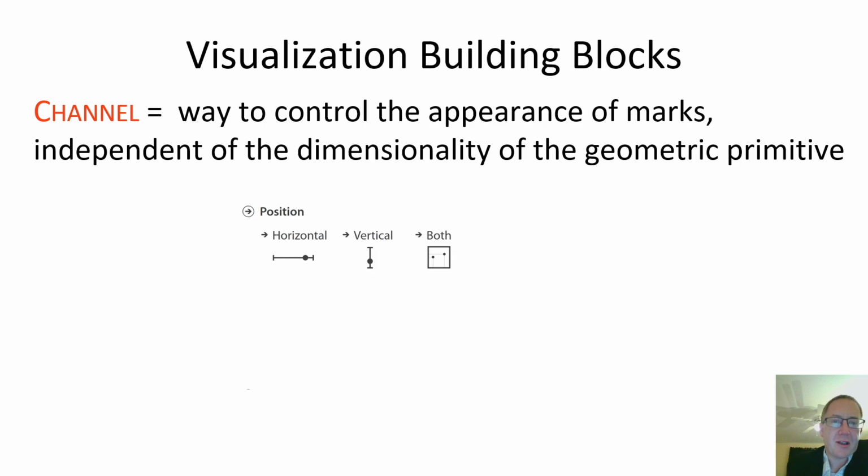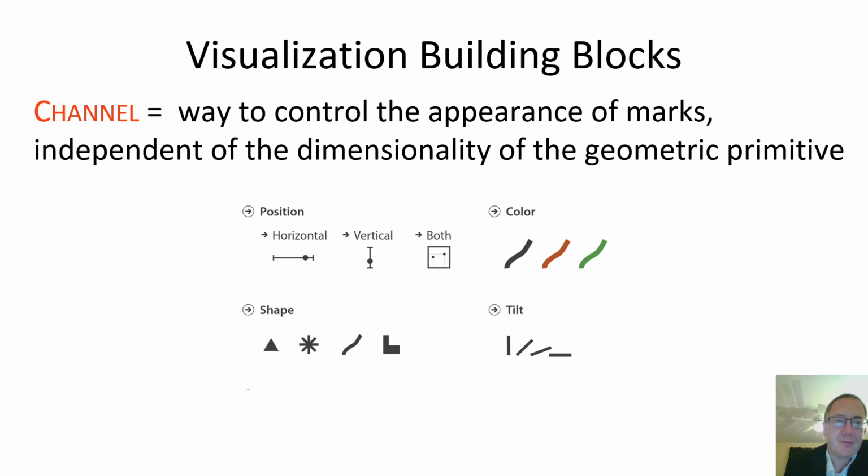Okay, so the channel might be the position on the screen, or both, right? That would be one channel. The color is a channel. I can encode different things with different colors, or I can use color to show a gradient, for example white to dark blue, and show continuous data that way. Or I can do different hues and show categorical data. I can do different shapes. Great for categorical data. Terrible for continuous data.